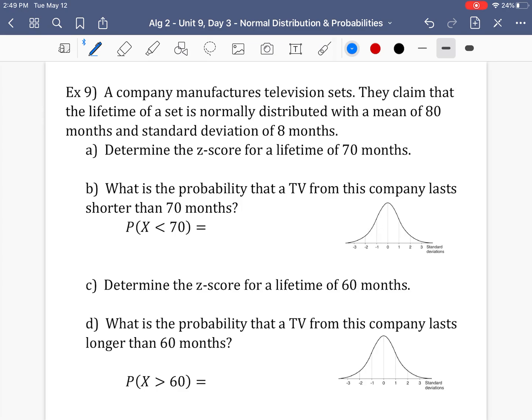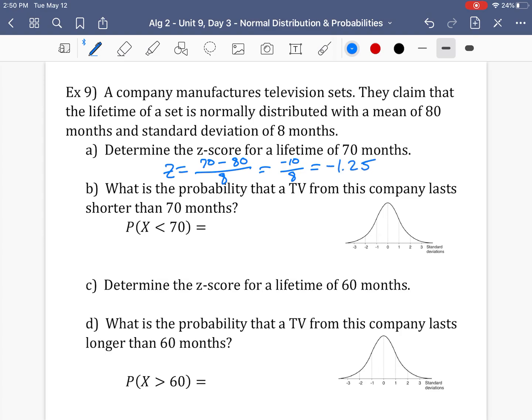So we're just going to deal with the same situation every time, but different probabilities. So a company manufactures television sets. They claim that the lifetime of the set, you know, how long it lasts, is normally distributed. The mean is 80 months and the standard deviation is 8. Okay? So determine the z-score for 70 months. So my z is my 70, my data value, minus 80, my mean, over my standard deviation, 8. So 70 minus 80 is negative 10 over 8, and 10 divided by 8 is 1.25, so negative 1.25.